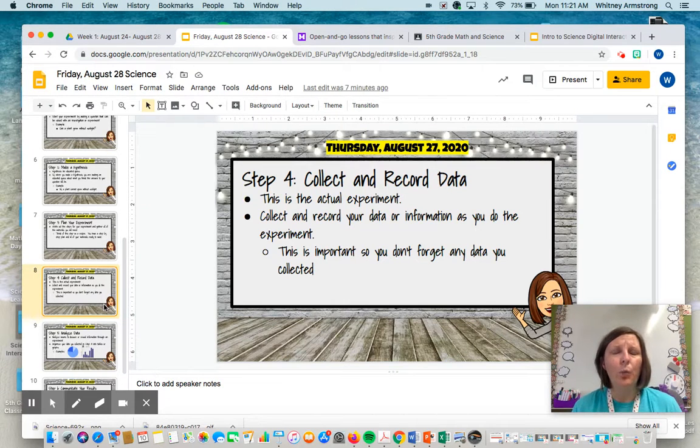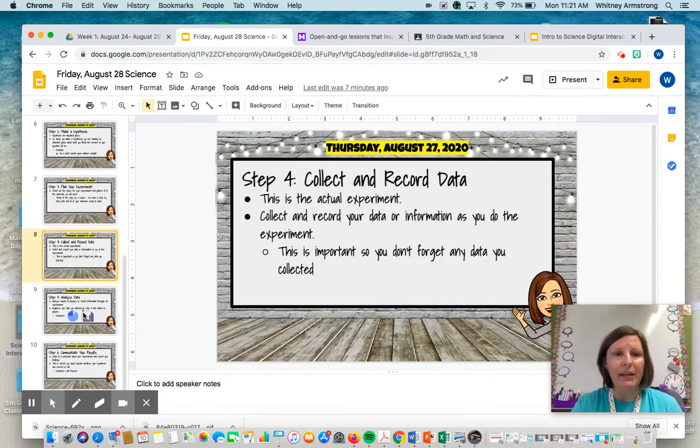So I know it says record your data. So this could mean a couple of different things here. This could mean you write it down on a piece of paper. It could mean you're actually recording yourself, you're videoing yourself while you're doing the experiment. So it could mean a lot of different things right now. But this is a super important step also.